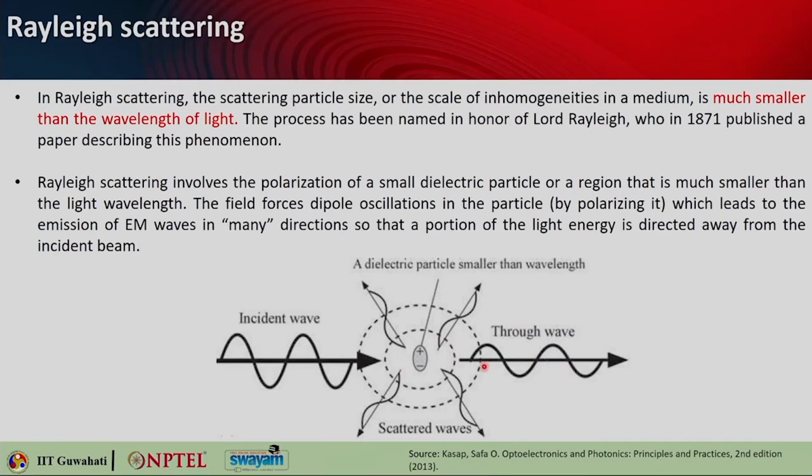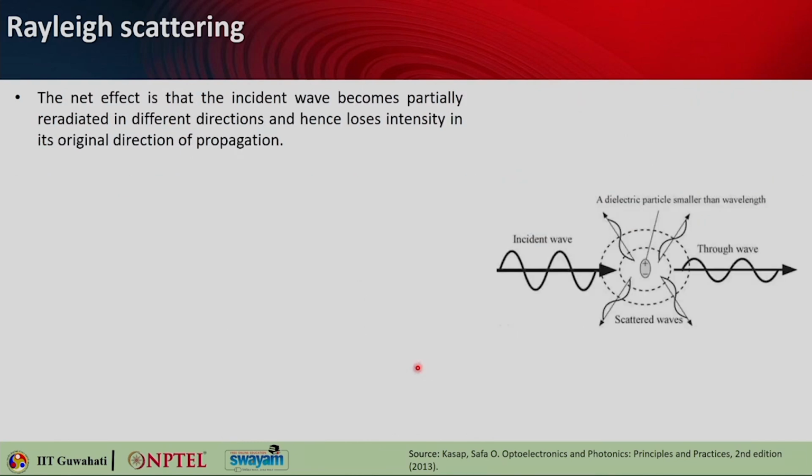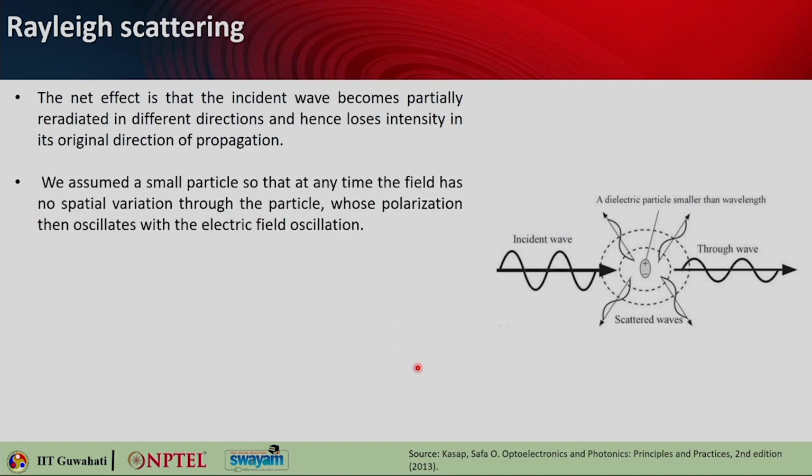So, what you will see is that the through wave is actually reduced in intensity, because some portion of the energy is basically scattered away by this dielectric particle, which is much smaller than the wavelength of light. So, the net effect is that the incident wave is partially re-radiated in different directions, and hence there is loss of intensity in the propagation direction.